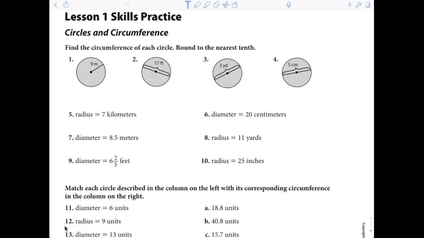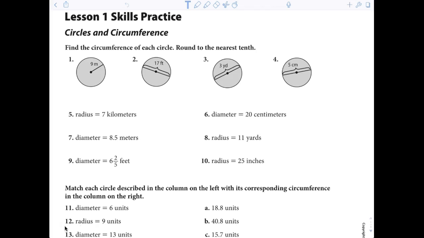We're looking for circumference. Open up your iPads real quick and look up the circumference formula. Look it up. It'll help you remember.